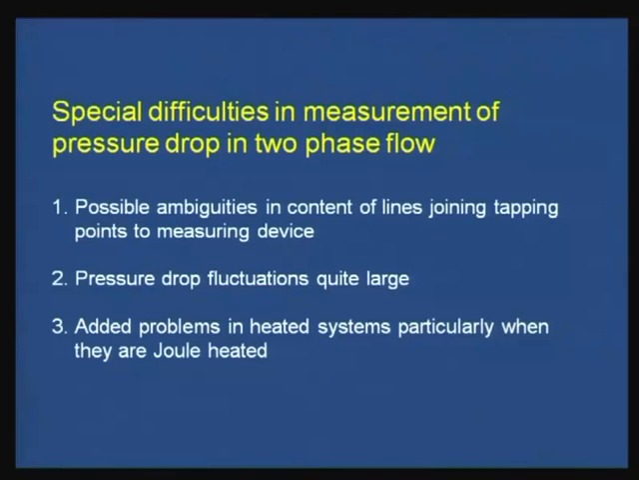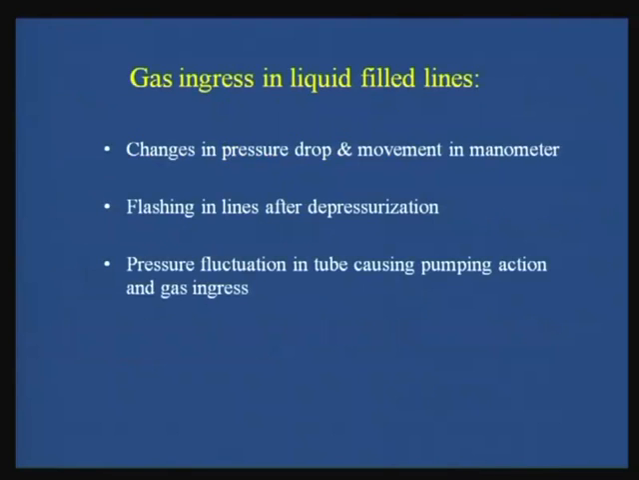The other thing is, how does the second fluid enter the line? One way by which it can enter is, suppose the lines are filled up with liquid. Okay. Now, what happens? Whenever the two-phase mixture is flowing, naturally there will be pressure fluctuations. Whenever there are pressure fluctuations, naturally the manometer has to record it, so the manometer level will go up and down. The moment this level goes up and down, then what happens?